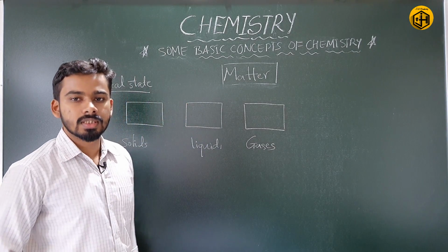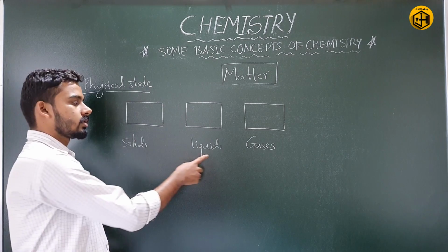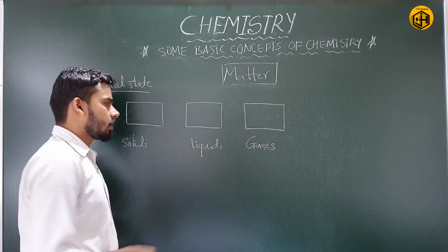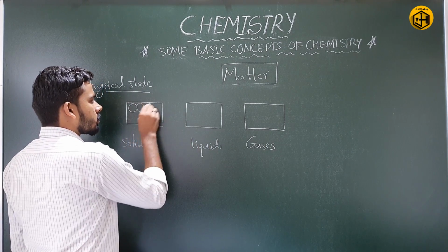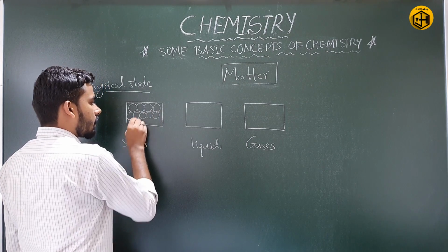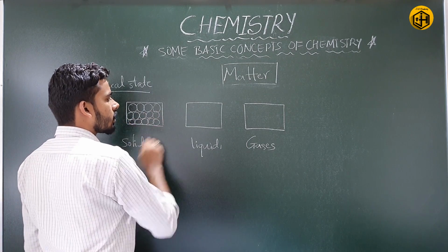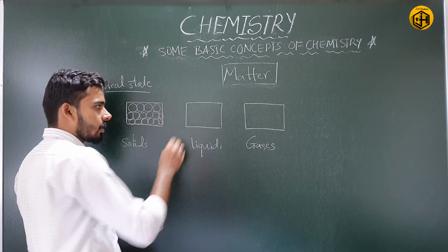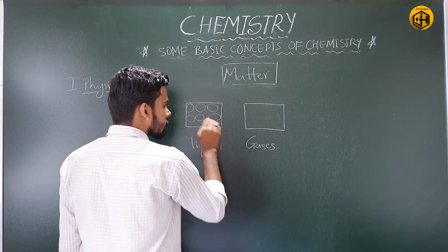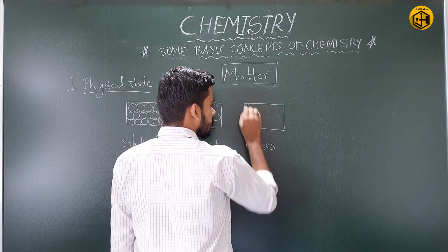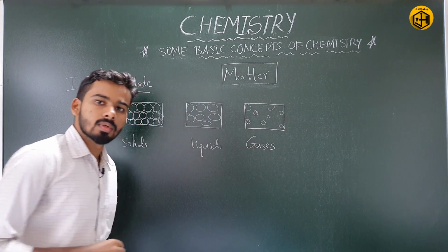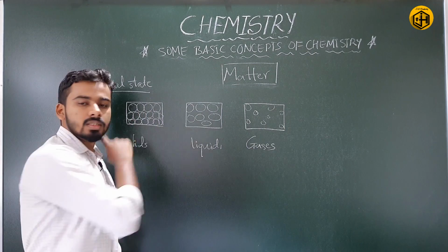Now, based upon physical states, matter is classified into solids, liquids and gases. Here I have drawn the structure of these three. That means these are the constituent particles or the arrangement of constituent particles in case of solids. Here in case of liquids, the same is arranged like this. In case of gases, the constituent particles are arranged like this. Can you make the difference between these three now?